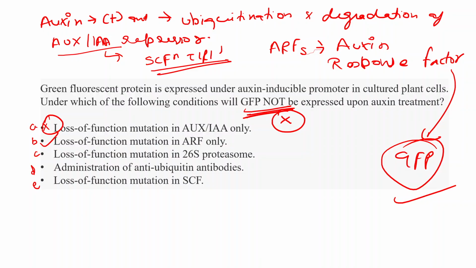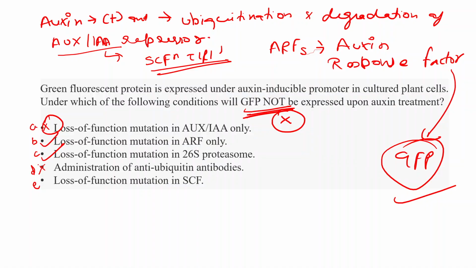Loss of function mutation in the 26S proteasome. Again, it is correct. Why? Because AuxIAA cannot be degraded if the proteasome loses its function. So they remain bound to the ARFs, and transcription stays off. So GFP will not be expressed. Then administration of anti-ubiquitin antibodies. Yes, ubiquitination of AuxIAA is blocked, AuxIAA is not degraded, and repression persists. So GFP will not be expressed in this case also.